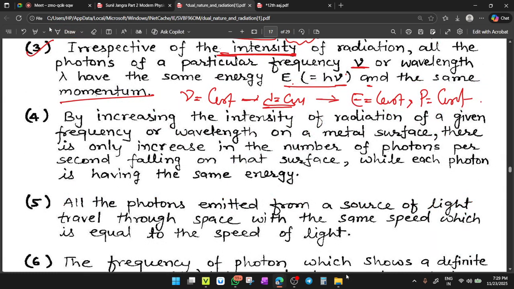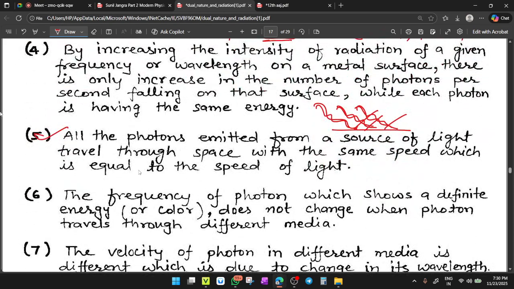By increasing the intensity of the radiation of the given frequency or wavelength on a metal surface, only the number of photons increases. Okay, so if you increase the intensity, the number of photons increases, so the number of ejected electrons will increase. So there is only an increase in the number of photons per unit second falling on the surface, while each photon has the same energy. But you have increased intensity, not frequency, so each photon has the same energy. Clear? Yes. All the photons emitted from a source of light travel through space with the same speed, equal to the speed of light. Yes, they have the same speed of light.